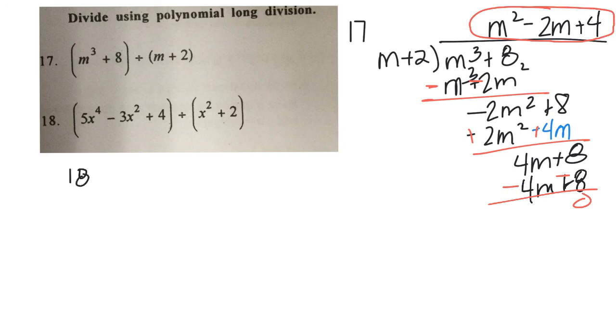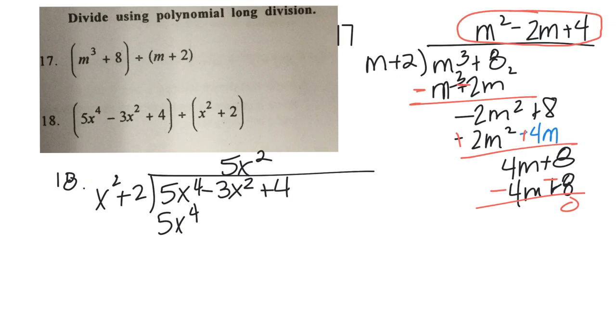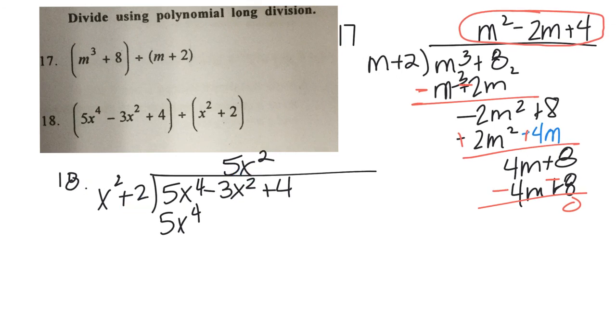And 18, x squared plus 2 goes into 5x to the 4th minus 3x squared plus 4. So we have, first remember, 5x to the 4th divided by x squared gives us 5x squared, and then 5x squared times x squared is 5x to the 4th, and 5x squared times 2 gives us 10x squared, and it's positive, but we're going to subtract.